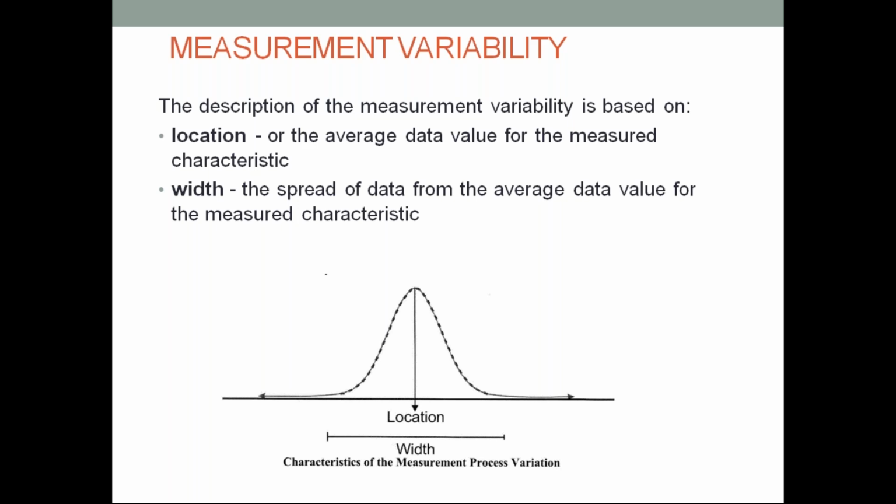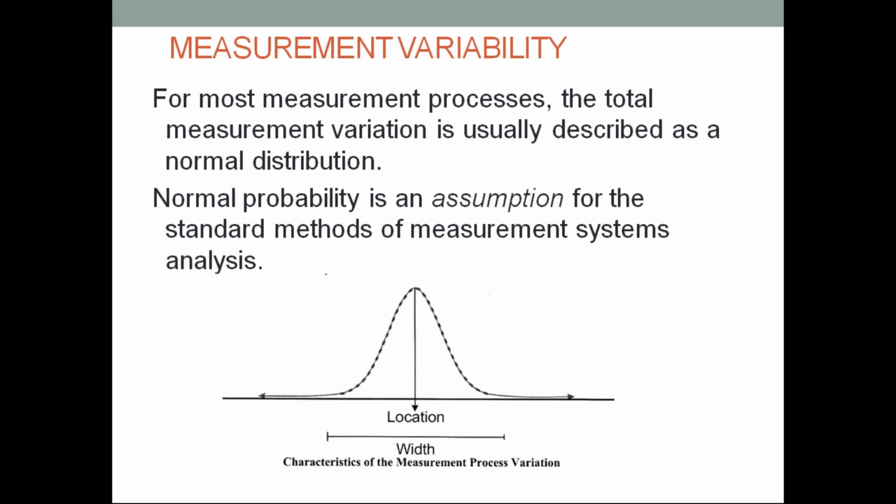The description of measurement variability is based on location, or the average data value that you'll get whenever you do a measurement, and the width, or the spread of the data from the average data value for the measured characteristic. So if you measure a characteristic over and over again, you won't get the exact same number every time. Well, what's the width of the variation that you are going to see? Those are the two things that we want to take a look at as a part of measurement variability.